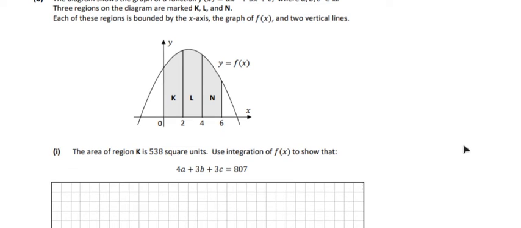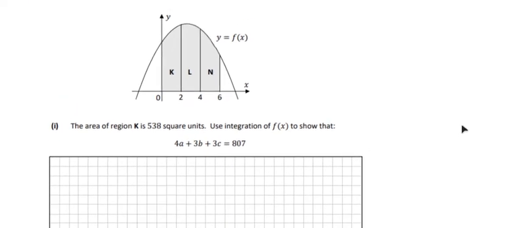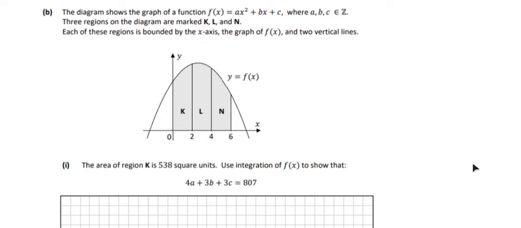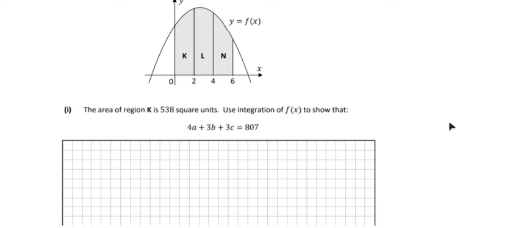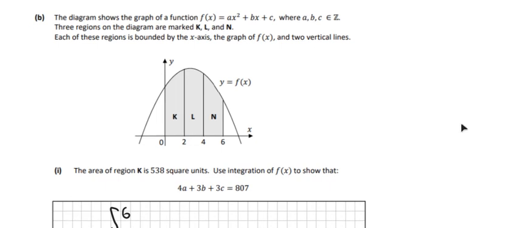Part B then, so the area of the region, it tells us that the area of the region is 538 square units. So we don't really know any of a, b and c yet. So we know that under any curve anyway, the integral will always give us the area of it. So the integral, and it's from 6 to 0. And then we just know that the curve is ax squared plus bx plus c.